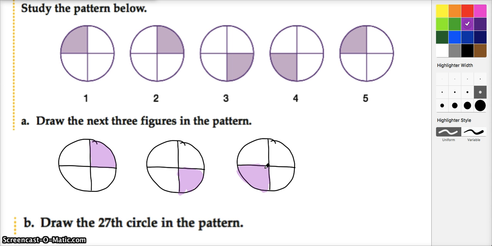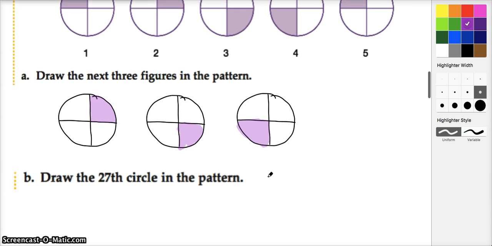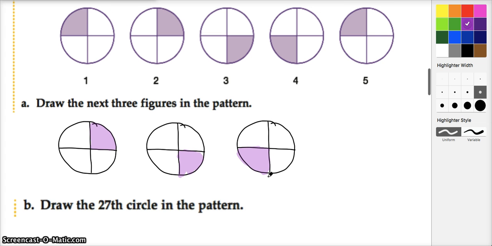Let's take a look at this one, which gets a little bit interesting. Here now it says draw the 27th circle. Golly gee willikers, I don't want to draw 27 circles. Or okay, 27 minus 8 is going to give me 19 circles. I don't feel like drawing 19 circles.